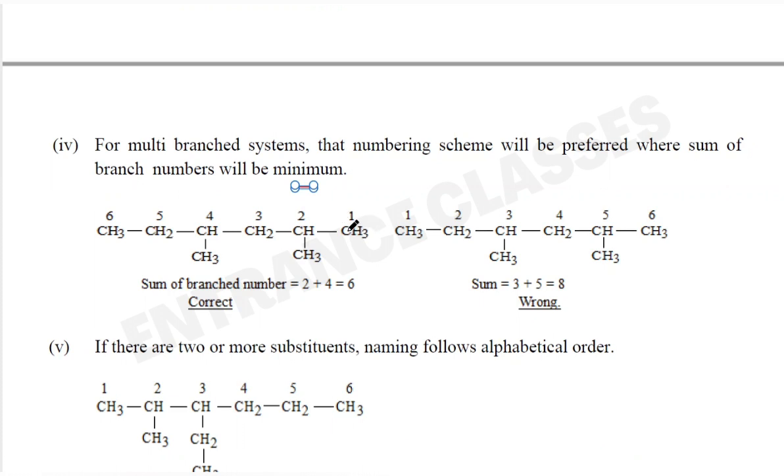Say for this compound, it starts from this side, so it will be 2 and 4. Two methyl groups are linked with the 2 and 4 carbons. So the branch numbers are 2 and 4, and the sum is 6. But if its numbering starts from the left side, the branch numbers are 3 for one methyl and 5 for the other methyl, so 3 plus 5 is 8. So this is higher than 6. So this is the correct one. The minimum number will be the correct one.